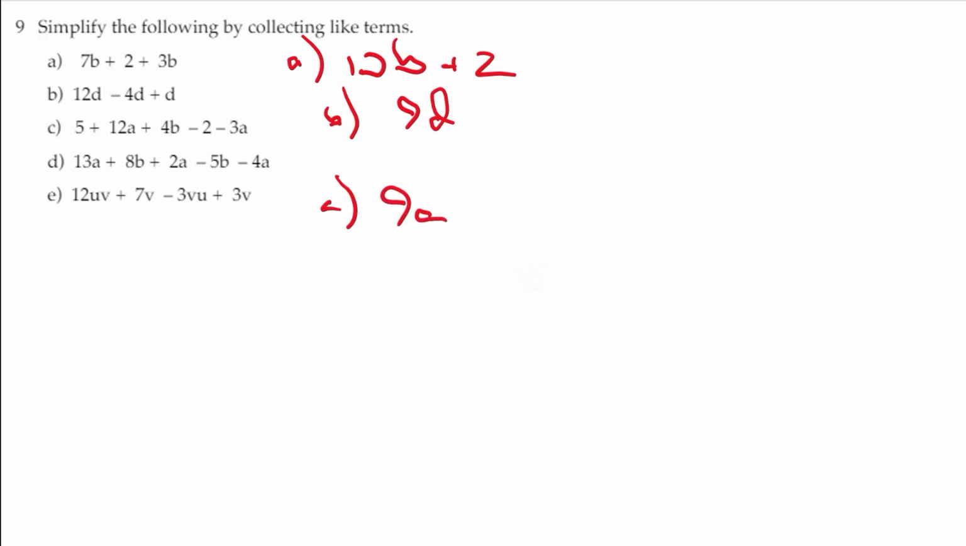Now we can move on to the next letter if we have more, and in this case, yes, we do. We have B. It's only occurring in one place, so we'll just write that down, plus 4 of those B's, and then we deal with the no letters, the constants, and we had 5 at the start, but we took away 2, so we're going to have 3 left over. There we go, C is done. D, let's see, 13A plus 2A, so we're at 15, take away 4 of them, so we're left with 11A.